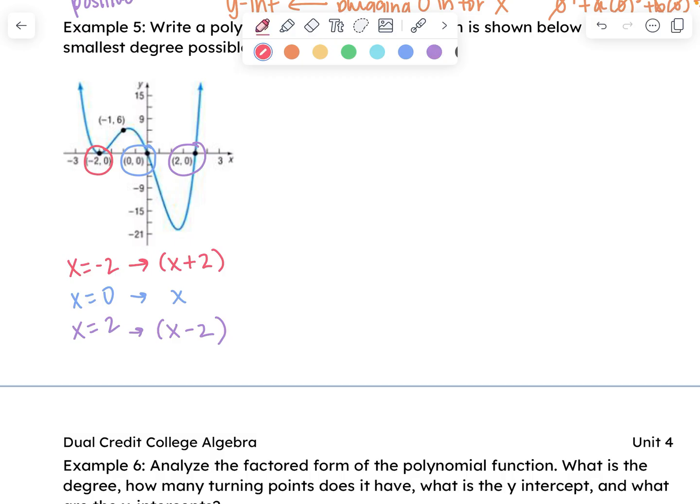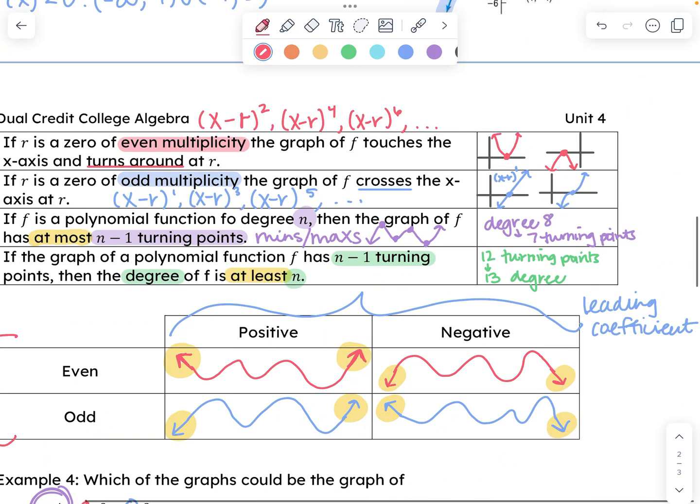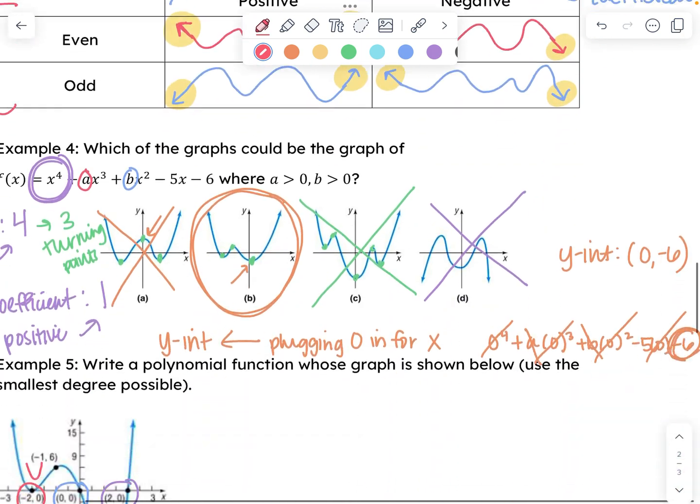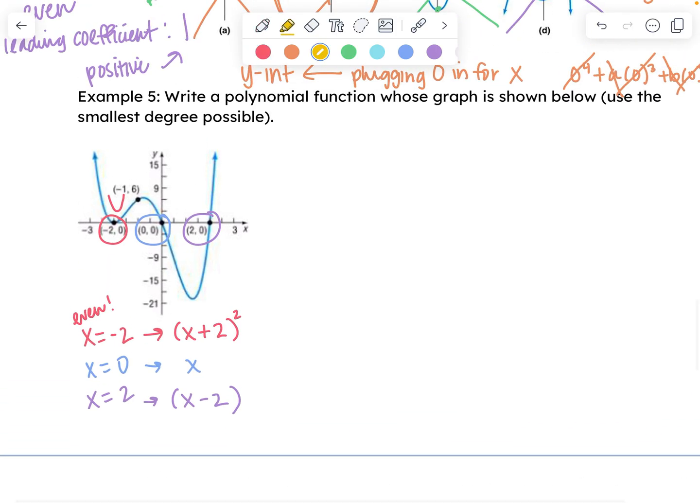If you look, this one bounces, which means it's got to have an even degree. From our table that we have up here, if it bounces, it's got to have an even degree, which means it's got to at least have a squared with it. And our directions do say to write it and use the smallest degree possible, so we are going to use the squared.